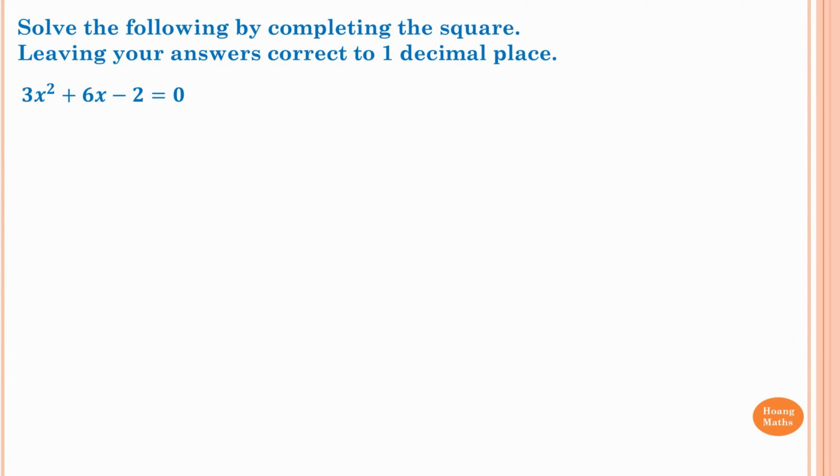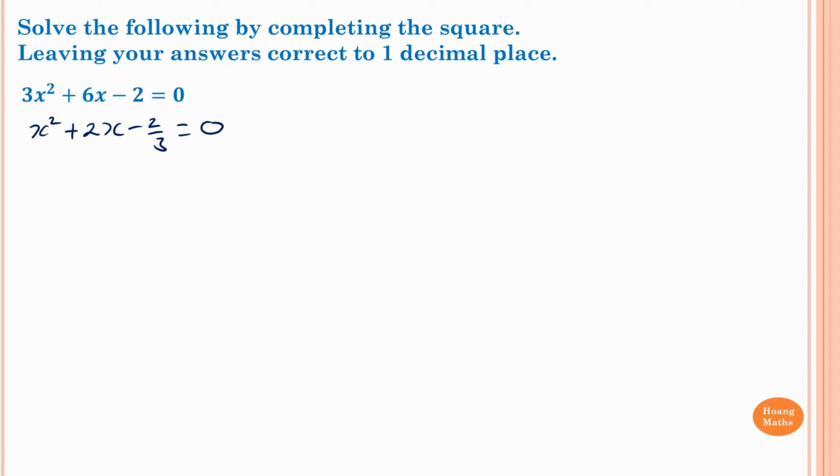First one, to solve this equation by completing the square, we first need to make the coefficient of x squared equal to 1. At the moment, it's 3. So therefore, we need to divide everything by 3. So I divide this by 3, so that gives me x squared. And plus 6 divided by 3 is 2, so it becomes 2x. 2 divided by 3, so I just write 2/3, which is equal to 0.